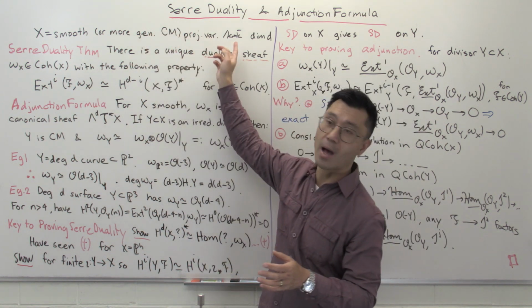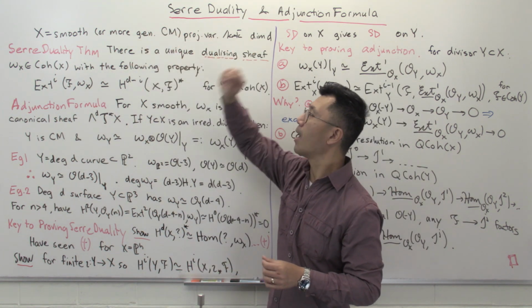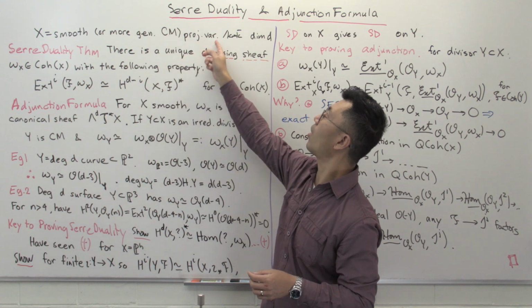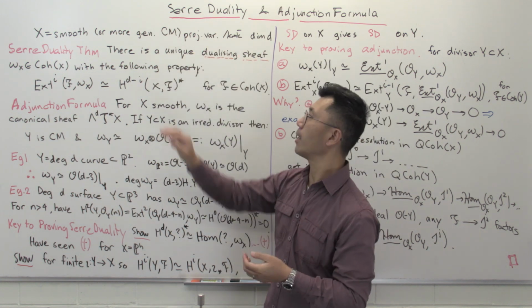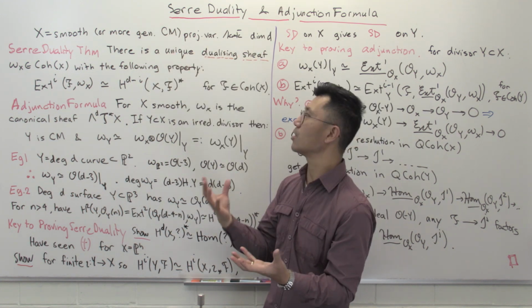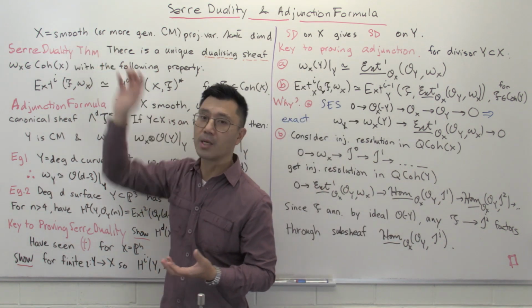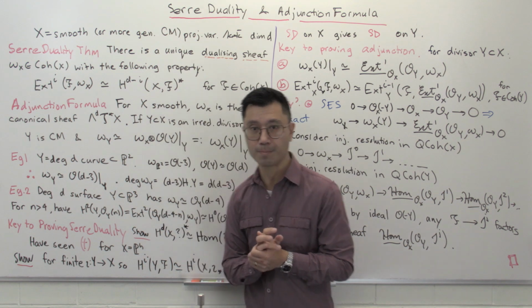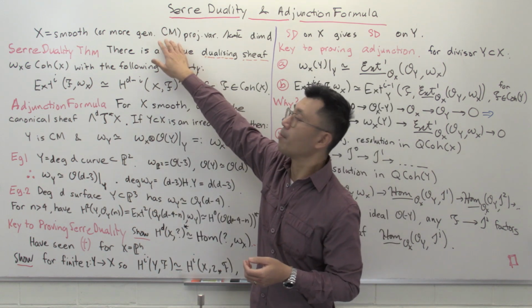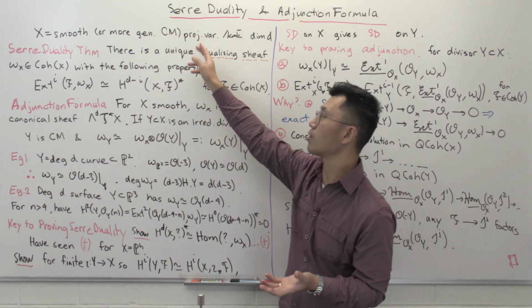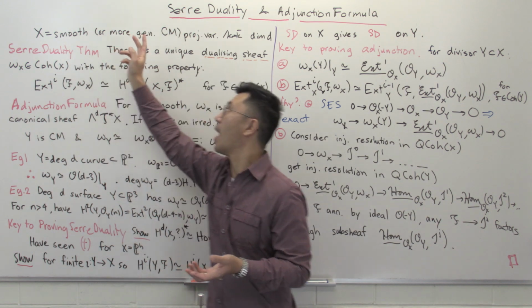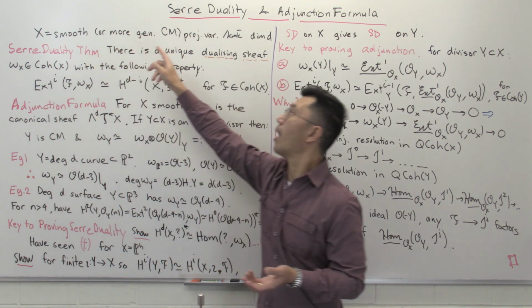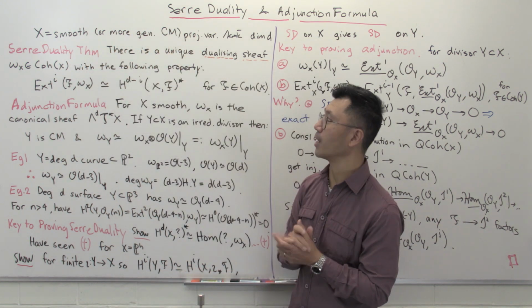We'll work over some algebraically closed field K, and we're going to consider some projective variety of dimension d. It has to be nice in a certain way. Certainly smooth would be nice enough, but we can be a little bit more general. It can be something called Cohen-Macaulay. Don't worry too much about what that means. I will give you some extra examples of things which are not smooth, but are still Cohen-Macaulay, a little bit later.